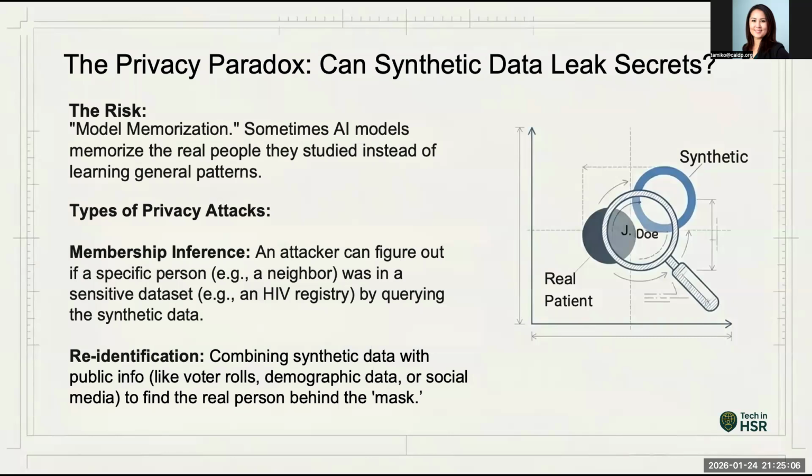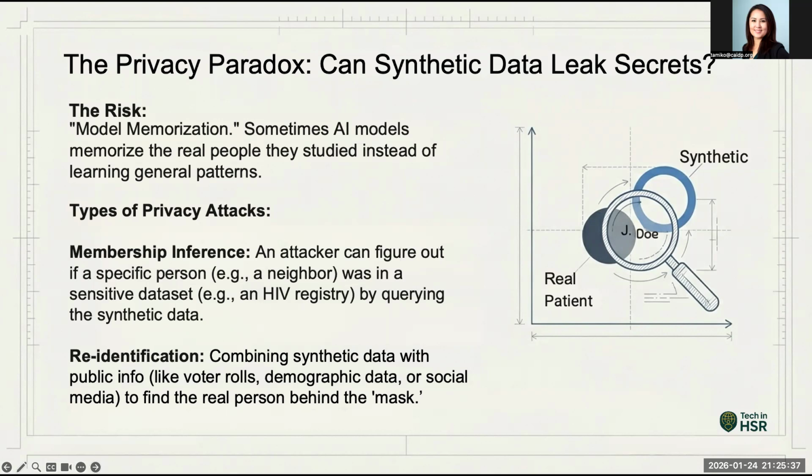The first one is membership inference. It's a big word, but basically it's when an attacker can figure out if a specific person, let's say a neighbor, was in a sensitive data set, for example, an immigration or HIV registry, simply by querying that synthetic data. And then second is re-identification, where someone combines synthetic data with public information like voter rolls or whatever, which then allows them to unmask the real person behind the synthetic record.